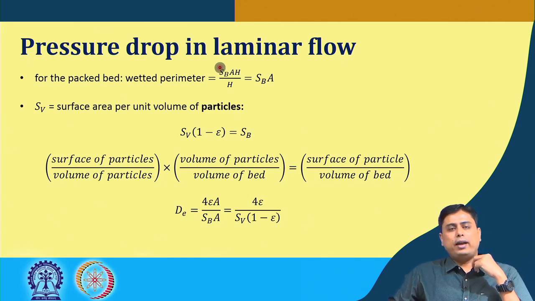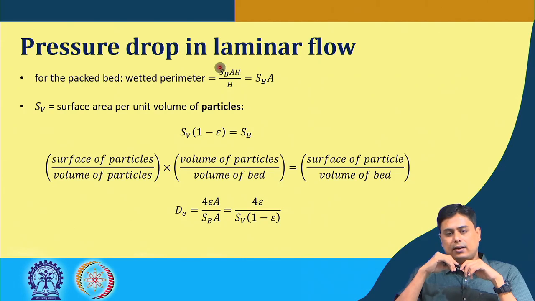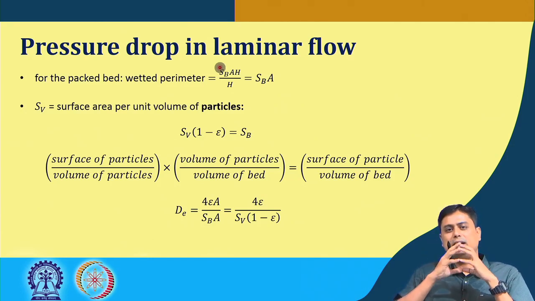Now, if we define another quantity, that is the surface area per unit volume of the particles. Okay. So, surface area per unit volume of the particles, S V, then S V multiplied by 1 minus epsilon. 1 minus epsilon is basically the solid quantity, multiplied by the surface area per unit volume of the particles, is basically the surface of the particles per unit volume of the bed.